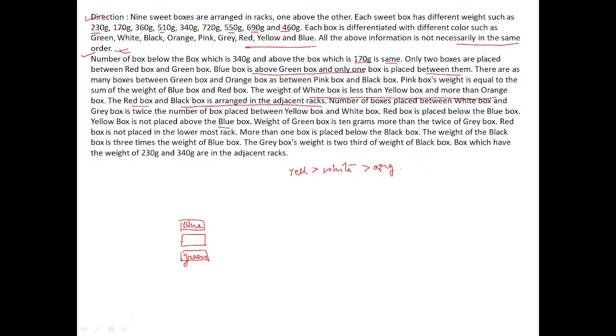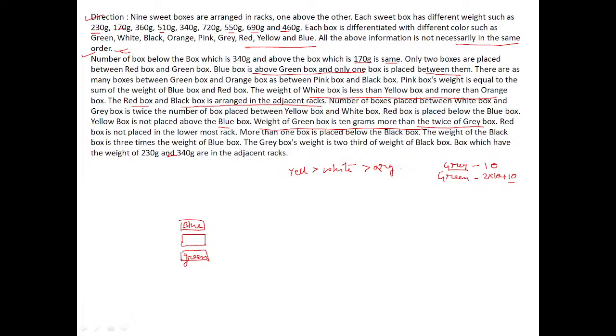The weight of the green box is 10 grams more than twice the grey box. See, this kind of information you have to take note of at the very first, otherwise umpteen possible cases can come, right? Why am I saying this? See, the weight of the green box is 10 grams more than twice the grey box. So supposedly if the grey box weight is 10, it should be 2 into 10 plus 10, because whatever the grey box weight, the green box weight should be 10 more than twice the weight of the grey box, right?